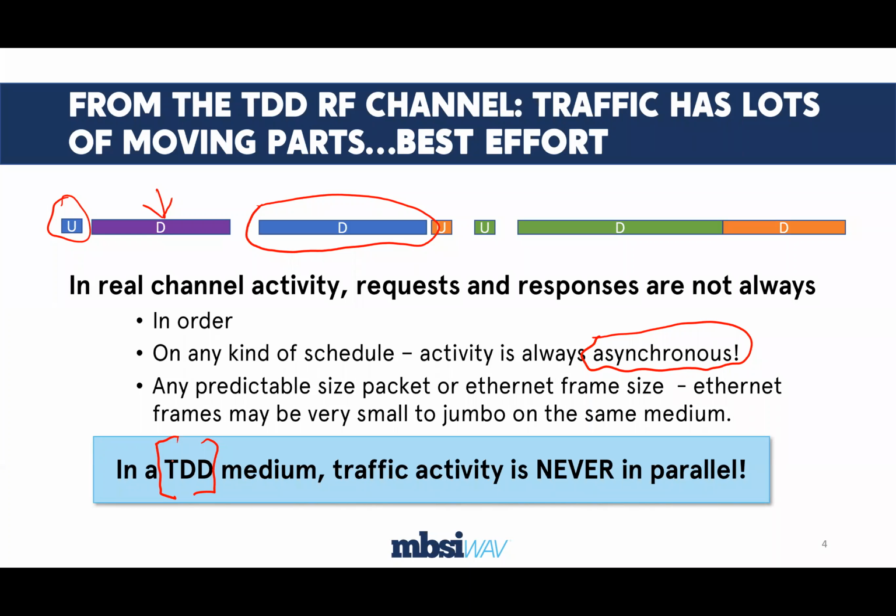The cellular network, for example, is frequency division duplex, and frequency division duplex always has things happening in parallel. There's always transmission going on at the same time as receiving. So we don't have that luxury in the spectrum that we've been given as broadband wireless operators. We are definitely time division duplex. We have uplink, and then we have downlink.